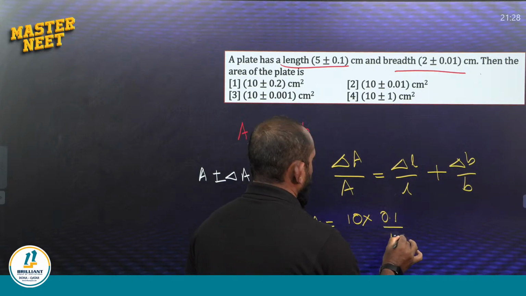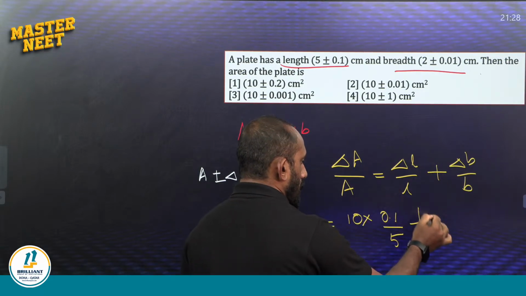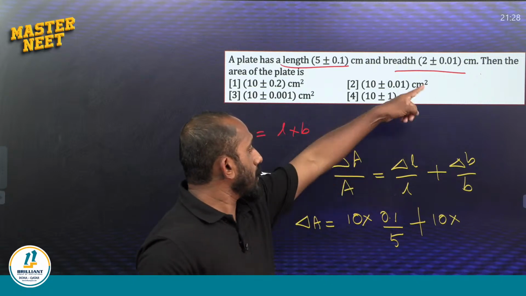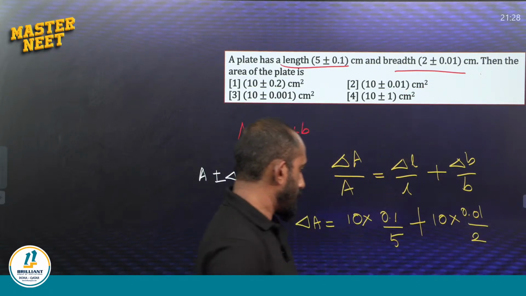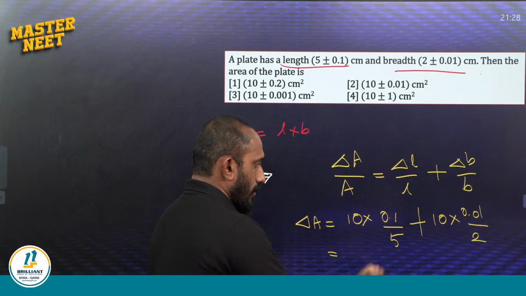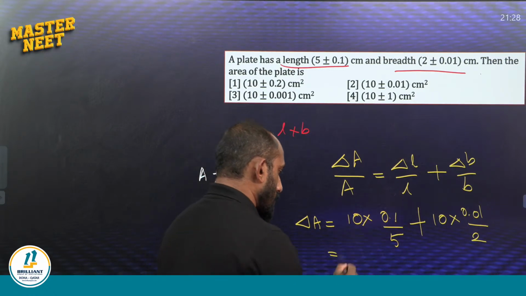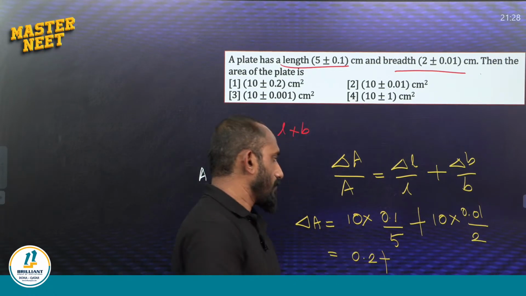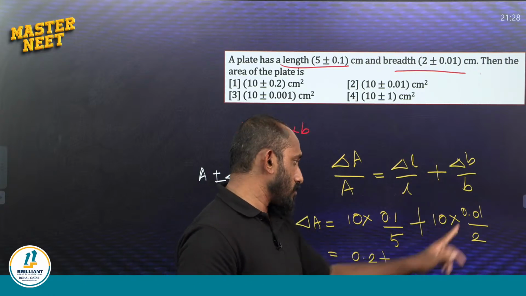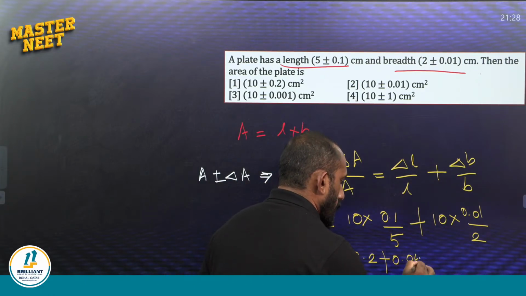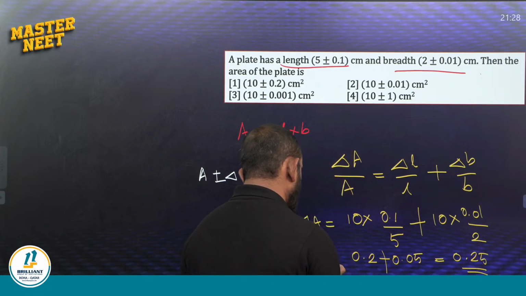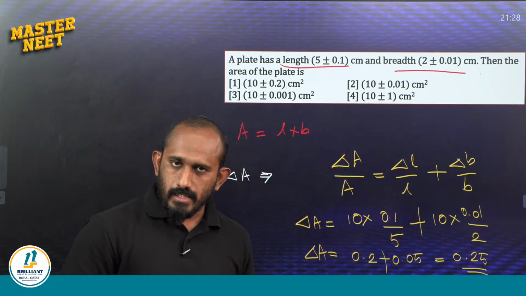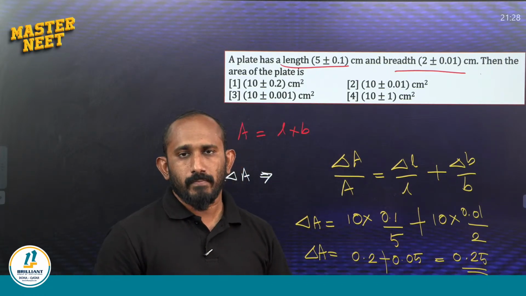0.1 by 5 plus 10, you have to multiply this also into delta B by B, that is 0.01 by 2. That is equal to 10 by 5 is 2, 2 into 0.1 is 0.2, plus 10 by 2 is 5, 5 into 0.01 is 0.05, that is equal to 0.25. So that is delta A. So A is 10 and delta A is 0.25.